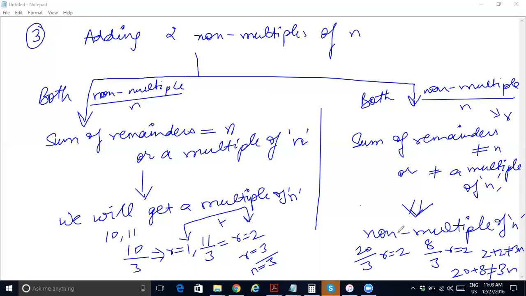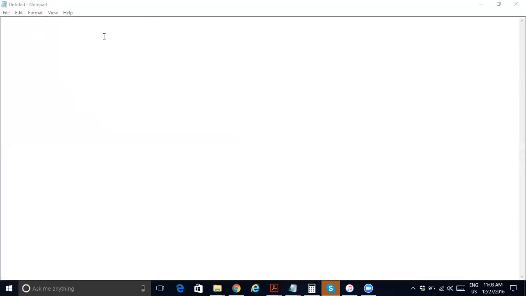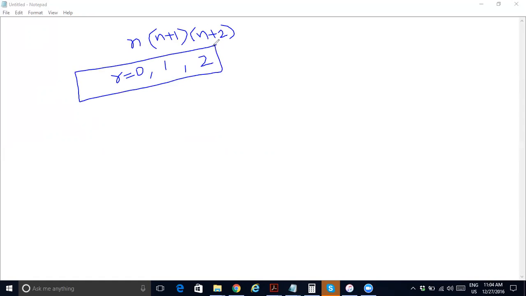Make sense? Okay. Now we have to go back to the question. What we were discussing is when we are multiplying consecutive integers like n into n plus 1 into n plus 2, we will always have one number which will give a remainder of 0, the second one will give 1, and one will give you 2. You have to figure out this scenario. Now I get it.